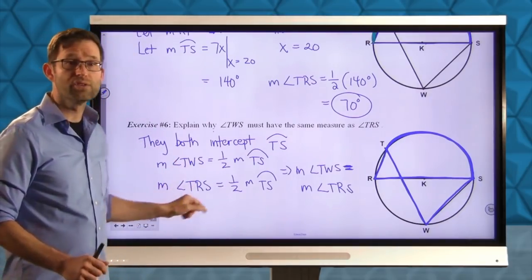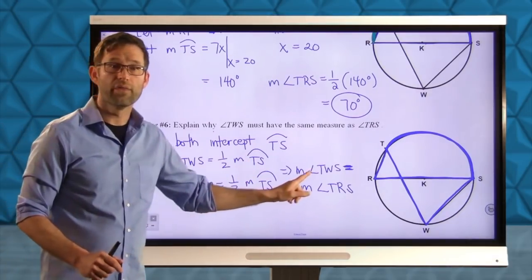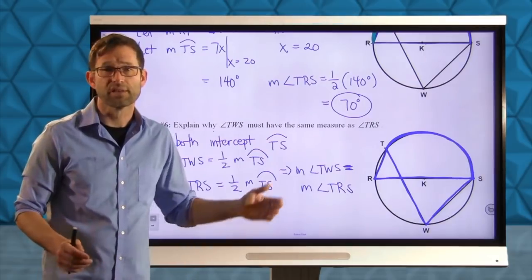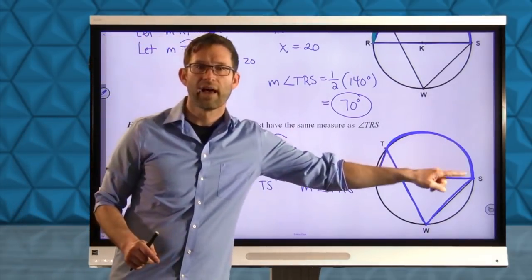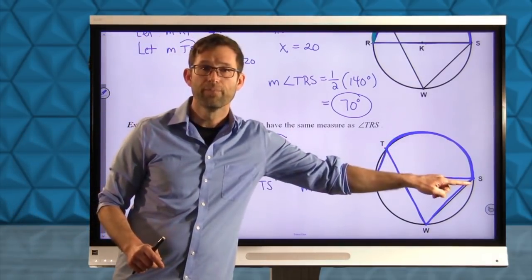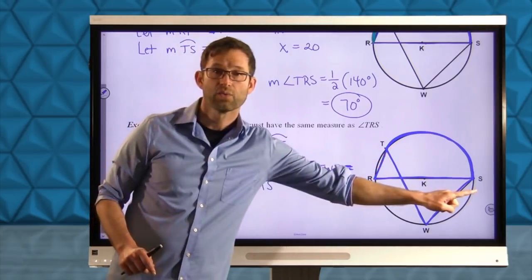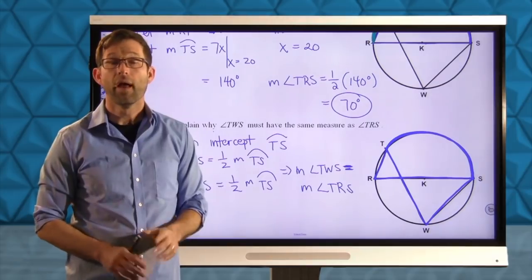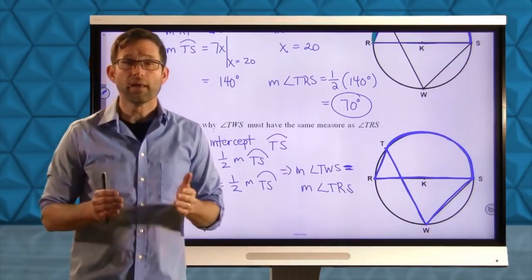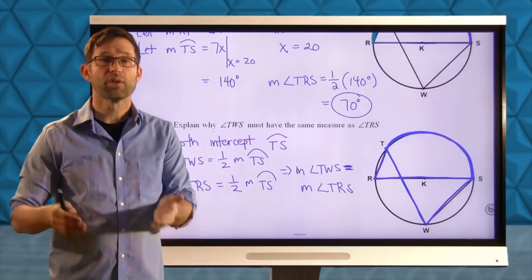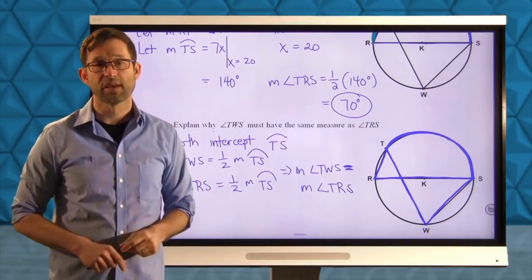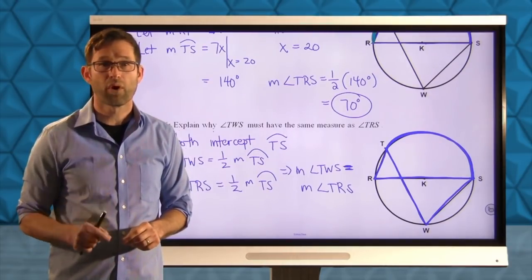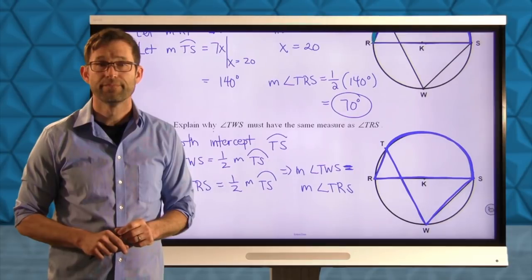When two quantities are equal to the same quantity, then they're equal to each other. And that makes sense. I mean, what was it? TS in the last case, at least, was 140, which meant that TRS would have to be 70 and TWS would have to be 70. All right, and that's another important thing. Inscribed angles that intercept the same arc have the same measure. That's a very important property of circles, all right?